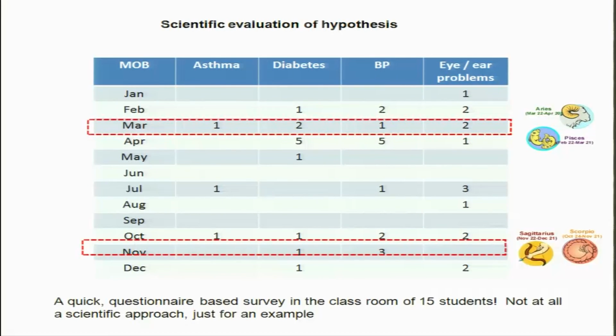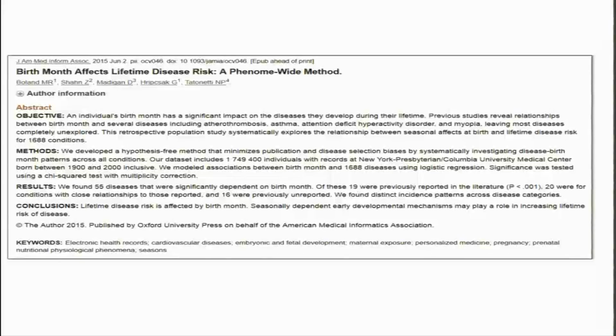Does it really make a difference? One possibility is that since the sample size is too small, possibly the majority of them are born in these months. That's a possibility. But this is how you develop a hypothesis and then test it. If it is a large sample that you have collected, you can test this hypothesis. I am just showing you one of the papers.